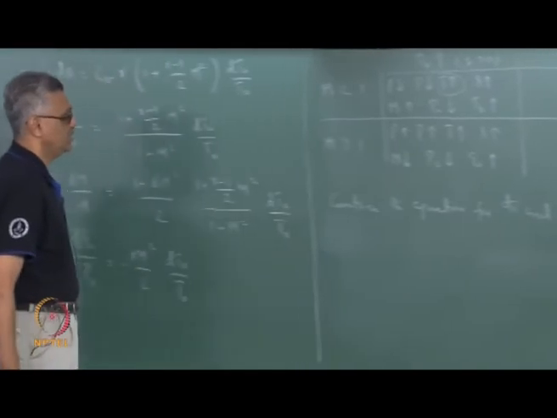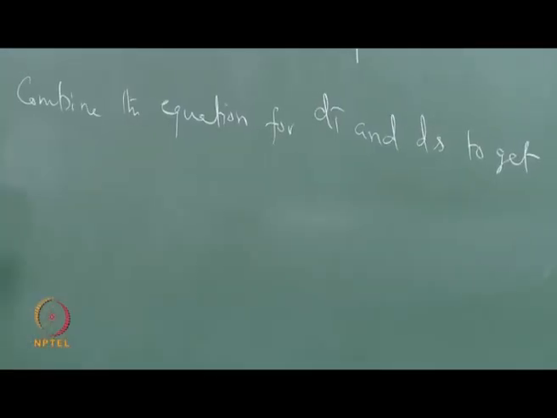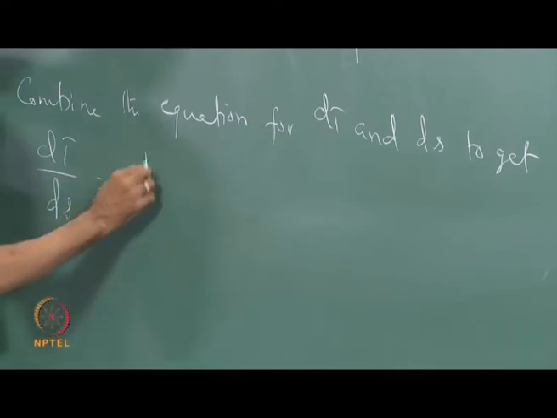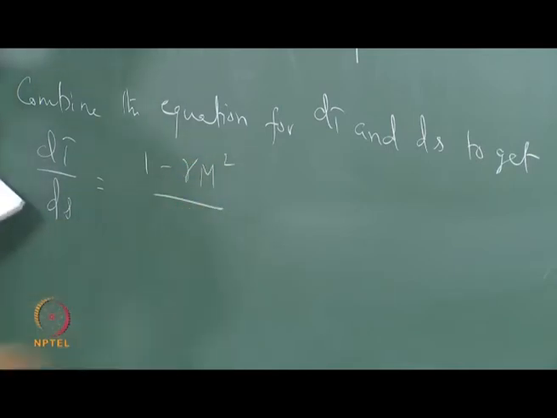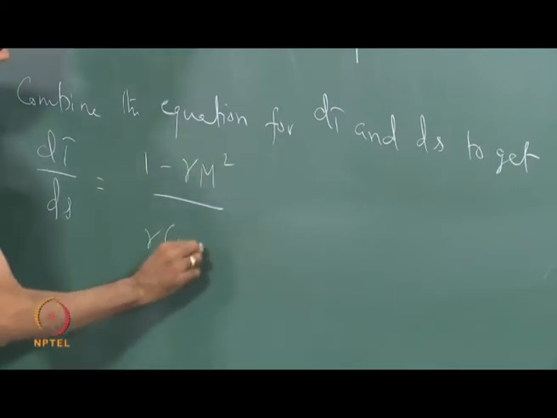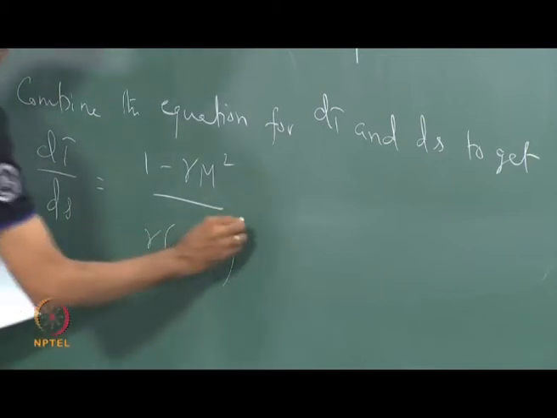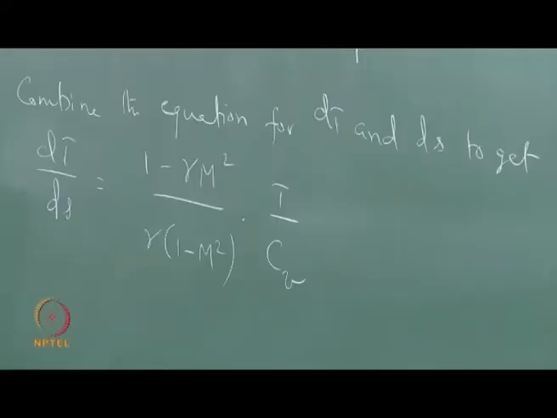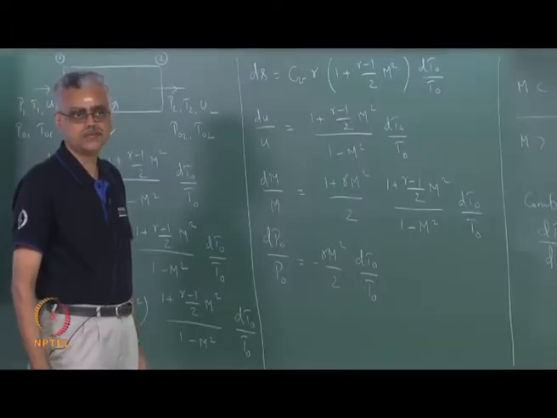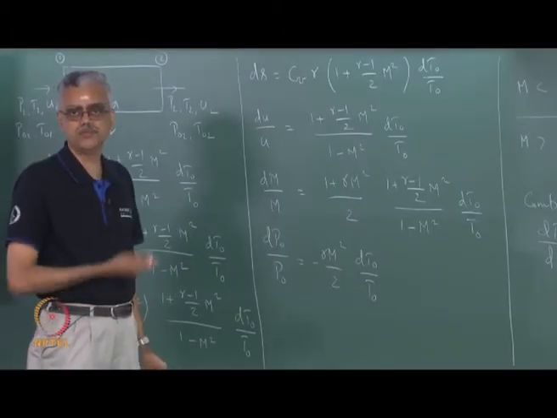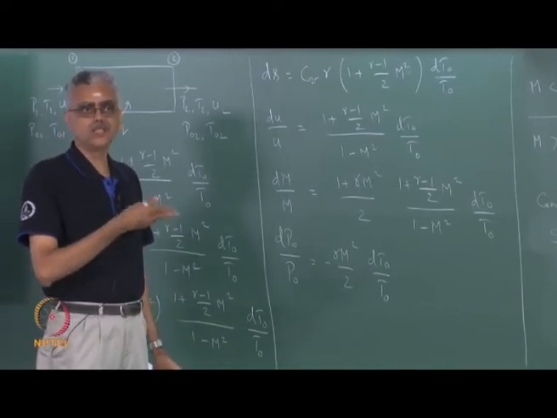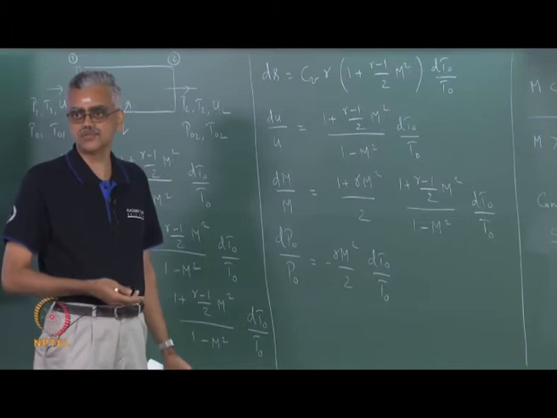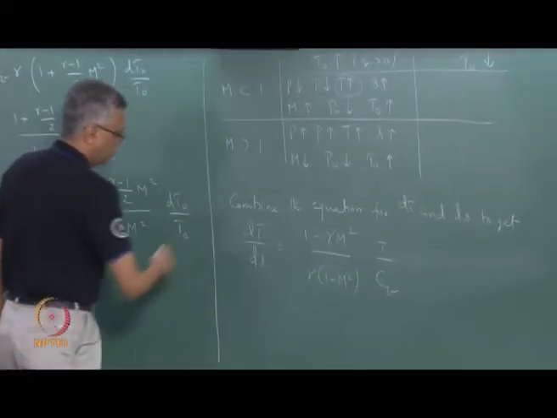So, if I combine the equation for dT and dS, we get the following: dT over dS is equal to 1 minus gamma M squared over gamma times 1 minus M squared times P over Cv. So, this is the equation that describes how the state is going to change. Remember, we use this type of equation to draw isobars, isotherms and isentropes and so on. We are going to use the same strategy to draw a line like this.